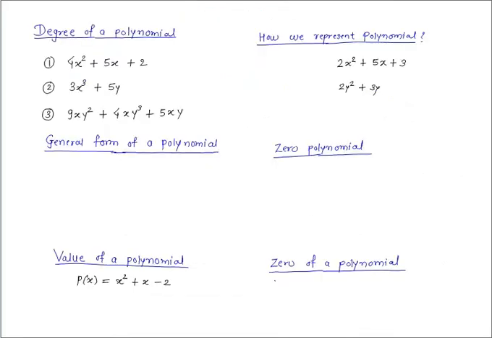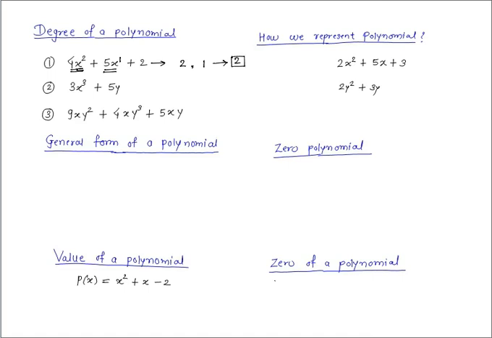Next important concept is the degree of a polynomial. What is it? It is the highest power of the variable involved in the polynomial. Let's take the first example, 4x square plus 5x plus 2. What is the variable involved in this polynomial? x. And what is the power of the variable in the first term? It is 2. Now what is the power of x in the second term? It is 1. So which is the highest power of the variable? 2. So this 2 is called the degree of the polynomial.